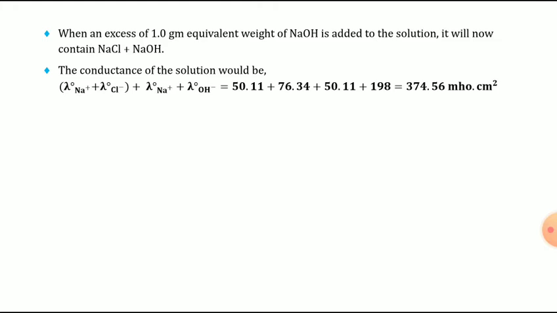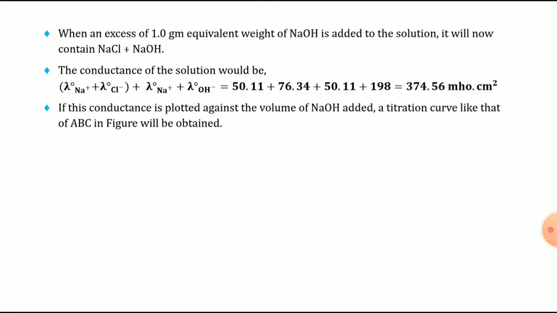Okay, then the conductance for that is lambda naught Na plus plus lambda naught Cl minus plus lambda naught Na plus plus lambda naught OH minus, which gives 50.11 plus 76.34 plus 50.11 plus 198, which gives 374.56 mho into centimeter square. So after the equivalence point, we will get the conductance 374.56.